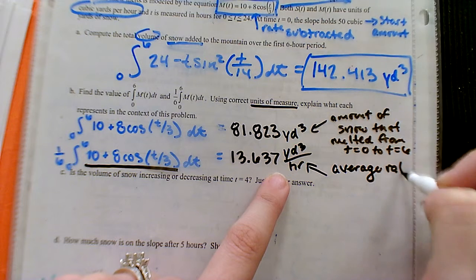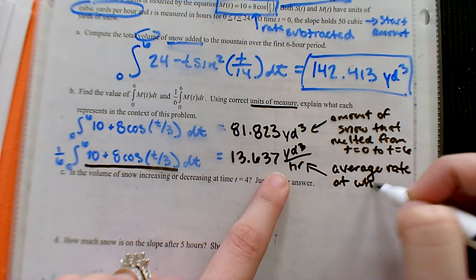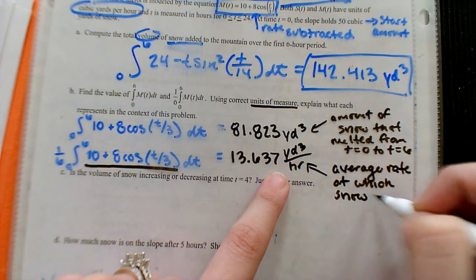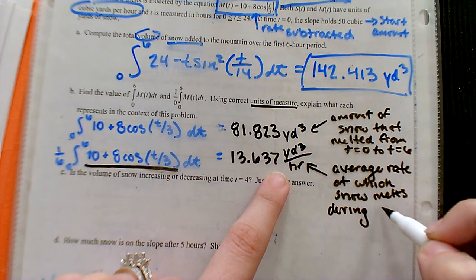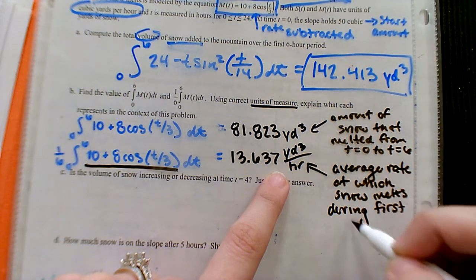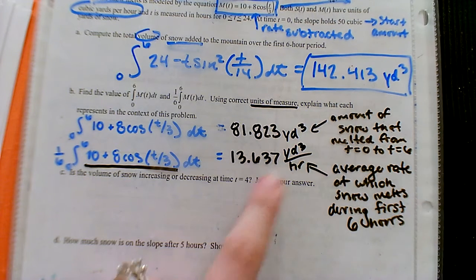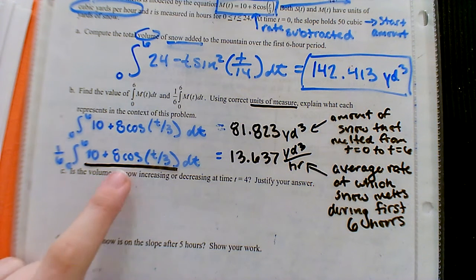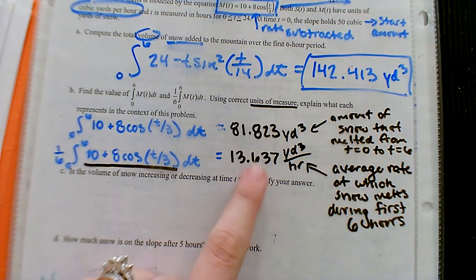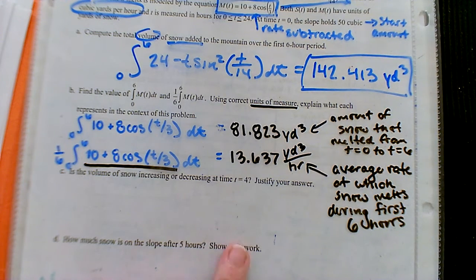So average rate at which snow melts during first 6 hours. Sometimes it might be melting faster than that, sometimes it might be melting slower than that, but this is an average rate at which it's melting. Okay, it's the whole idea of an average value. Whatever that function represents, that's what your answer represents.